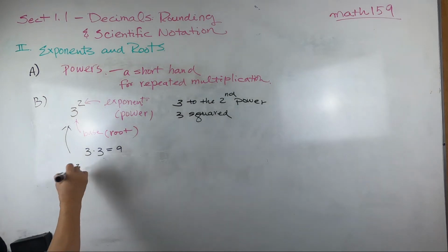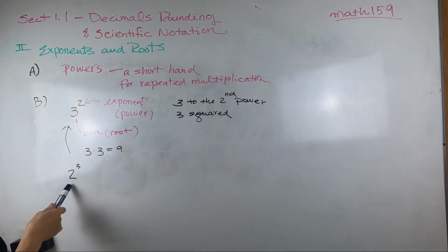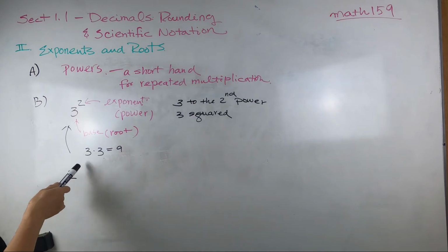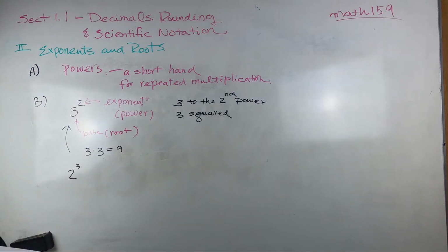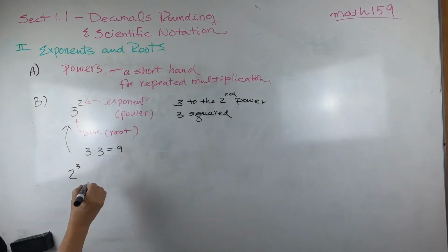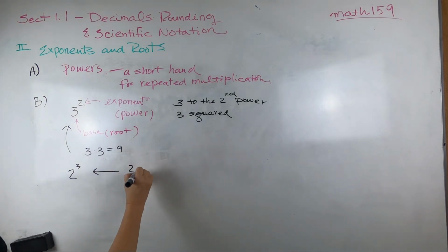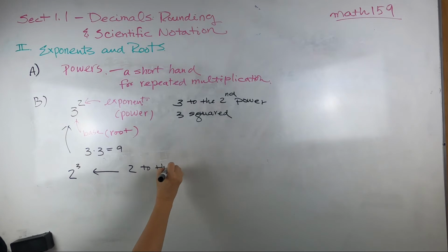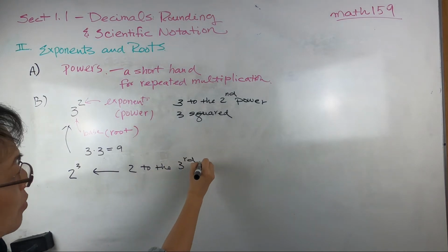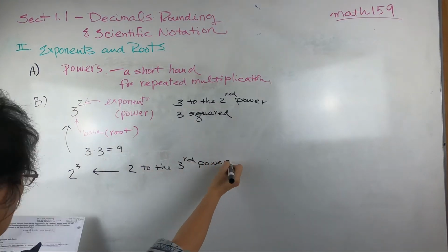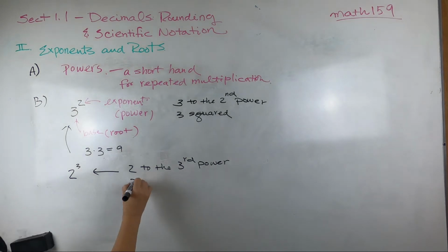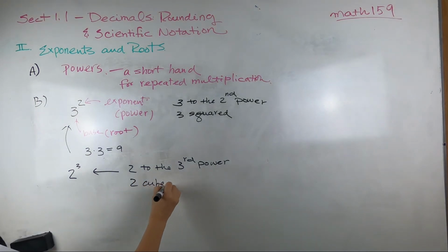If you have 2, 3 like this, 2 is the base or root, and 3 is the exponent or power. How would you say it? You would say 2 to the how many power? Third power. That's where we are, right? Or we say 2 cubed. Okay?